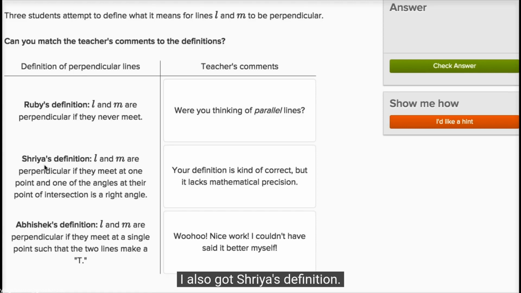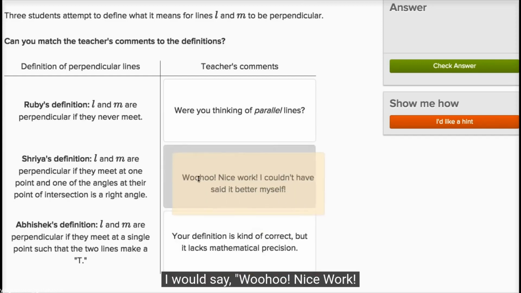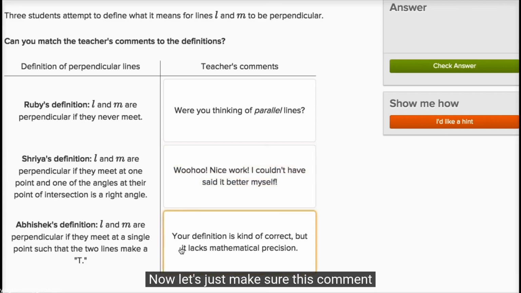I also get Shreya's definition. L and M are perpendicular if they meet at one point and one of the angles at their point of intersection is a right angle. Well, that seems spot on. So I would say, woohoo, nice work. I couldn't have said it better myself. Now let's just make sure this comment matches for this definition.